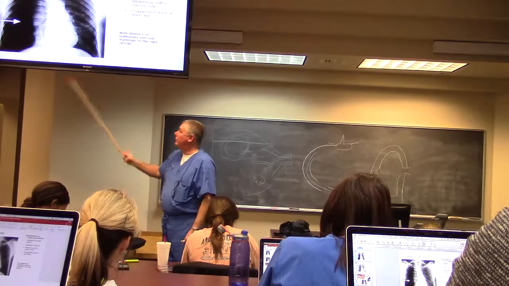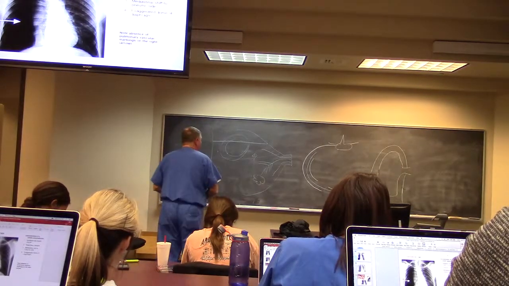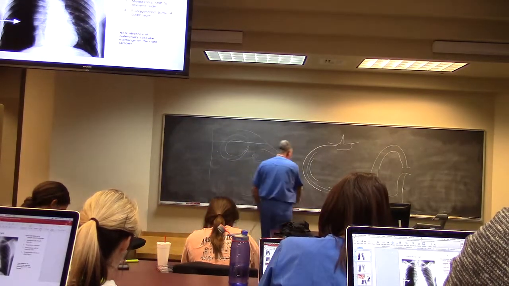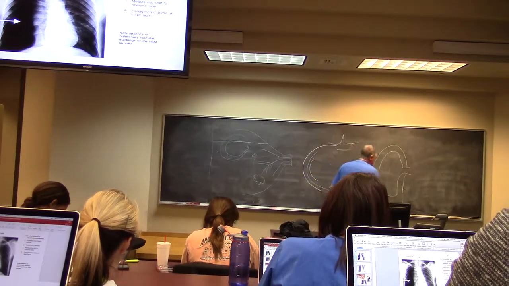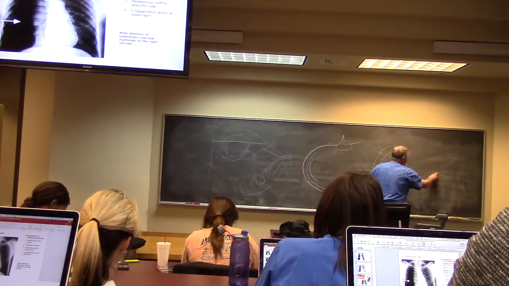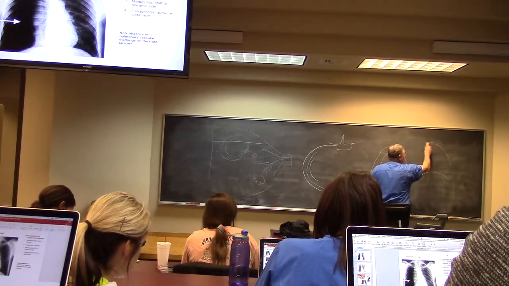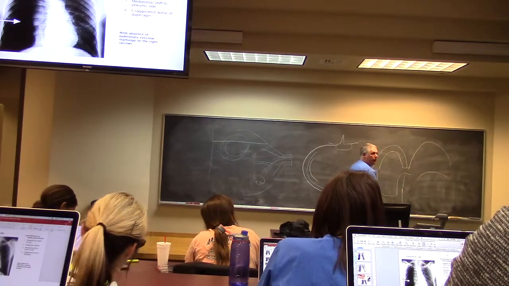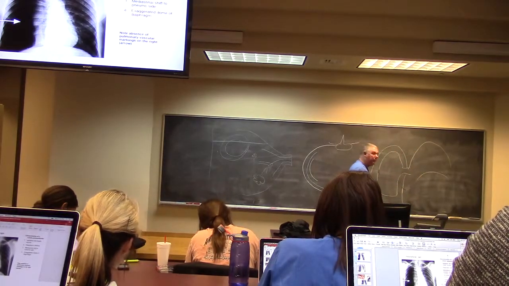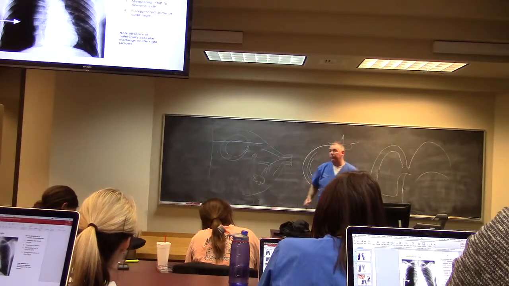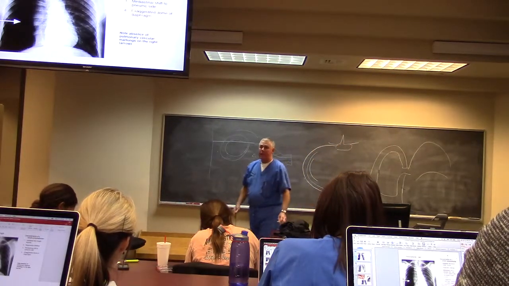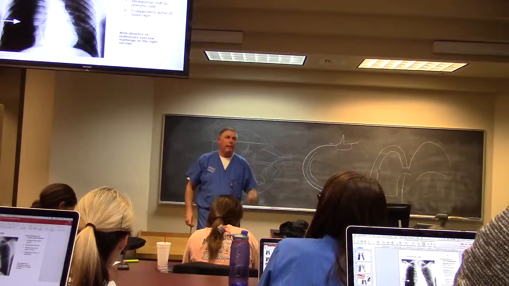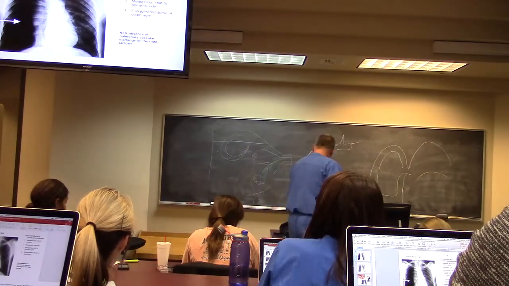And because you have all this increased space here, the dome of the diaphragm will accentuate. So instead of its normal arch like that, it will arch way up like that. So on a chest X-ray, you'll see a big exaggerated arch of the diaphragm, of the hemidiaphragm. Okay? That's a simple pneumothorax.